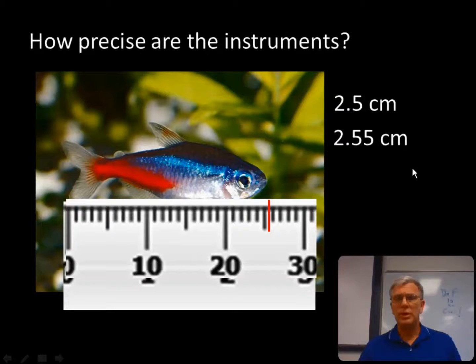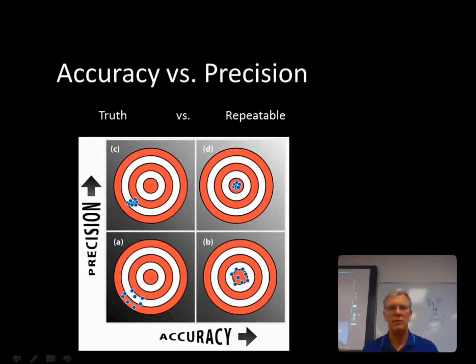So the numbers that we can use in our calculations are going to be based on the precision of our instruments in part. Okay, so we see that the more decimal places that an instrument measures to, the more precise it is. What's the difference between precision and accuracy? Sometimes we throw those terms out interchangeably, and they're not.